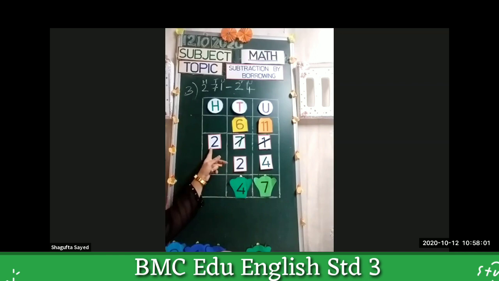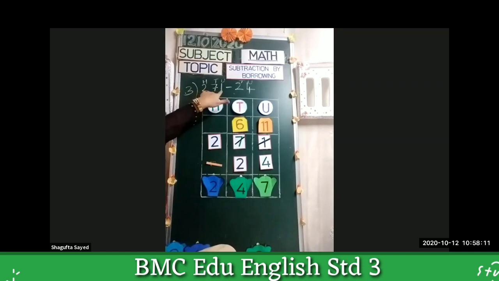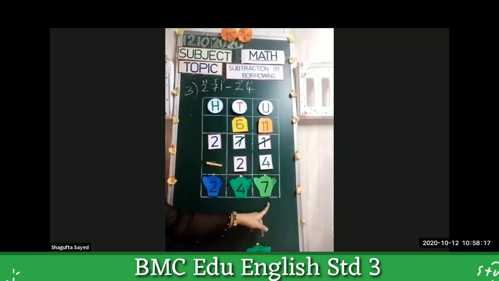Now, here we don't have anything. Here 2 is alone over here. We cannot minus anything, no? So what do we have to do? As it is 2, we have to write here. So 271 minus 24 is equal to 247. That's very good. Okay.